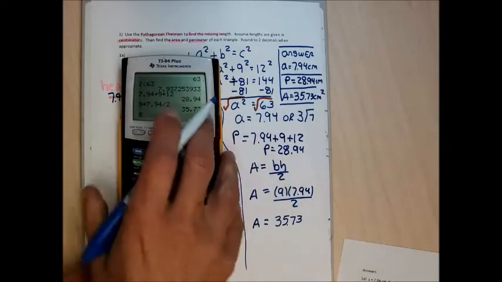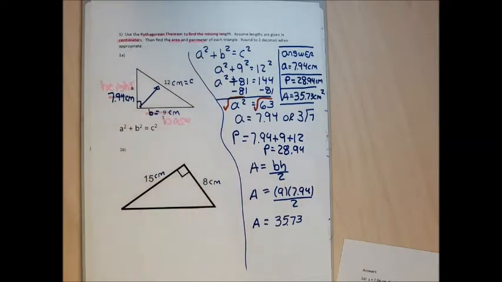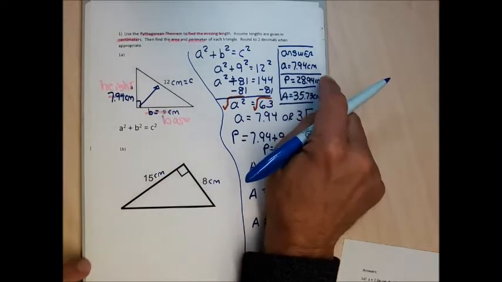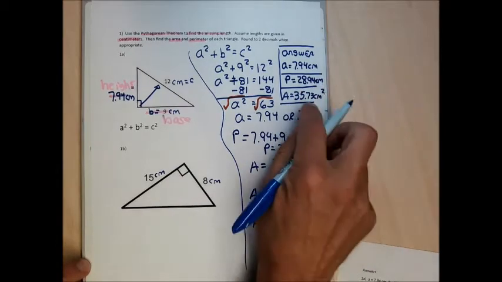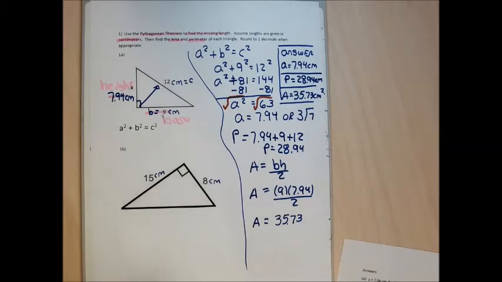So my answer to problem 1A are those 3 individual amounts. Side A is 7.94, perimeter is 28.94 centimeters, the area is 35.73 centimeters squared.